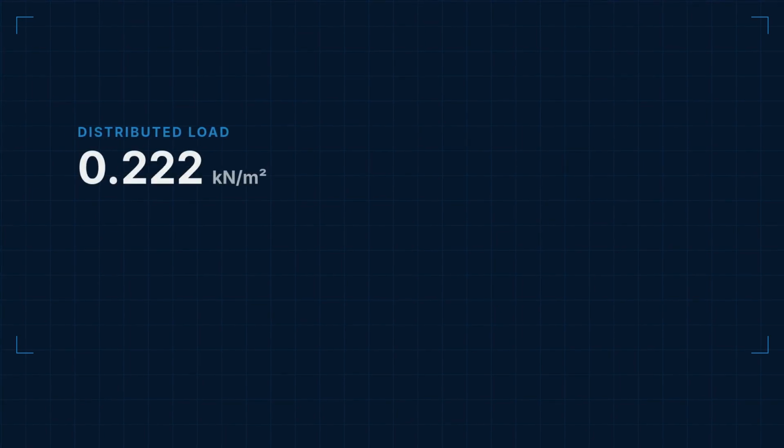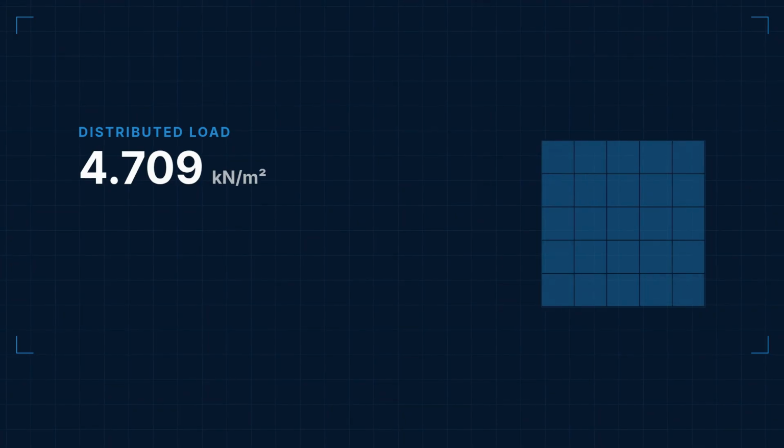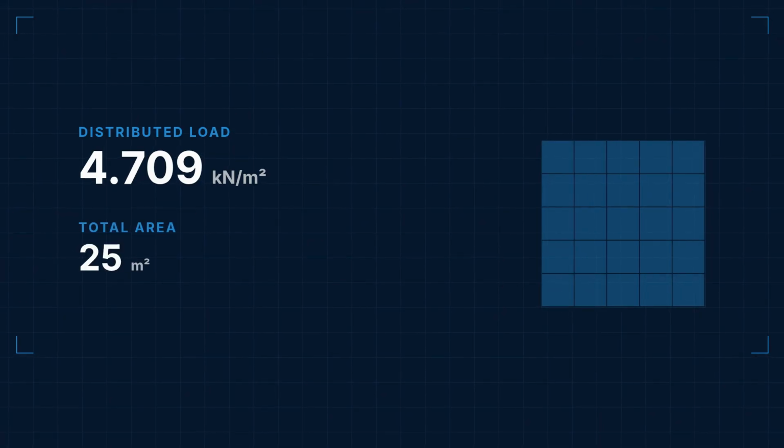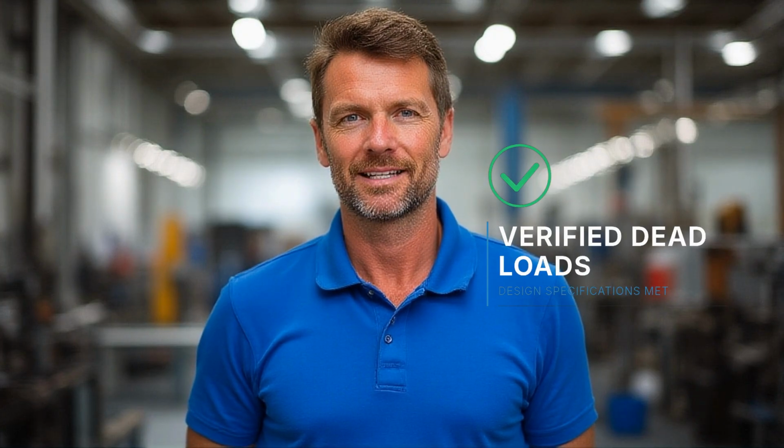The distributed load equals 4.709 kilonewtons per square meter, which is the total load divided by the area. The additional results show area equals 27 square meters. These values help engineers verify dead loads meet design specifications.